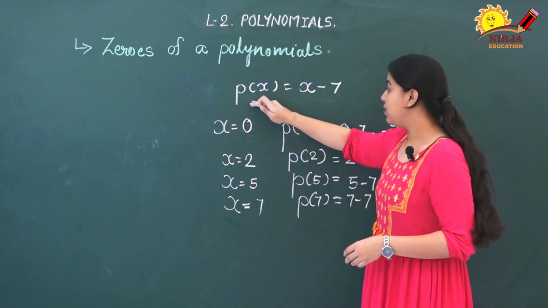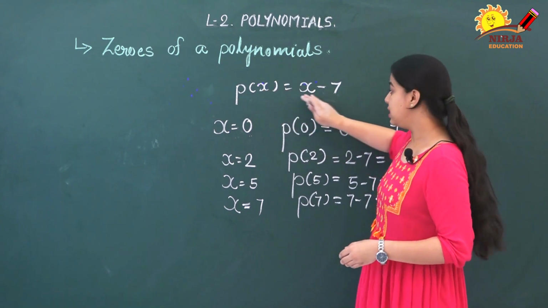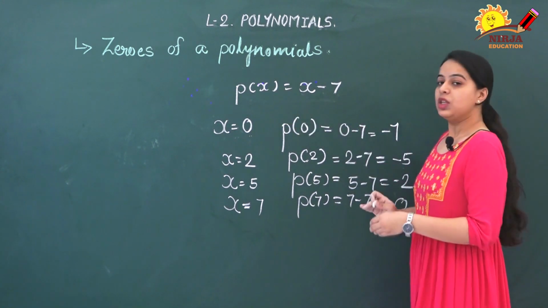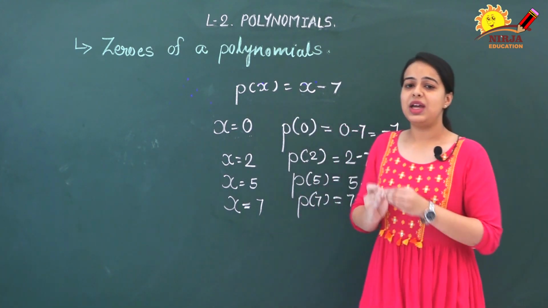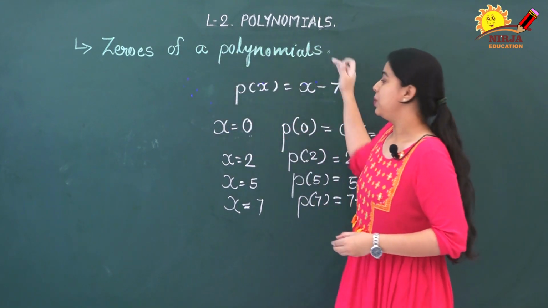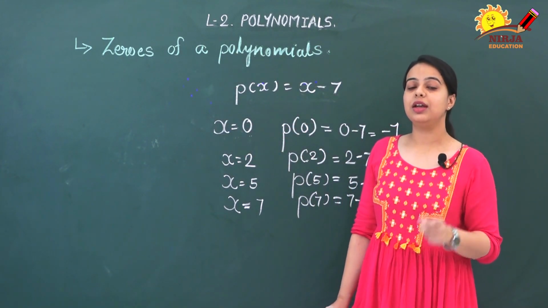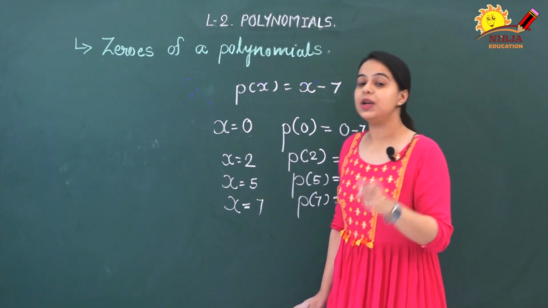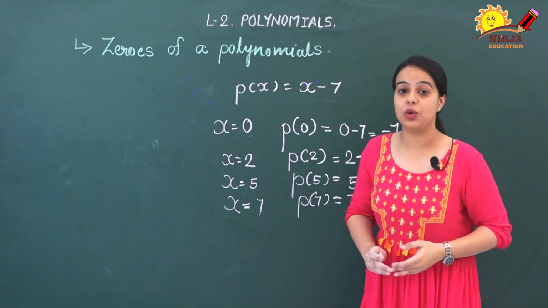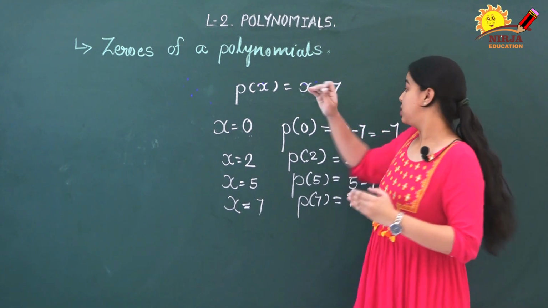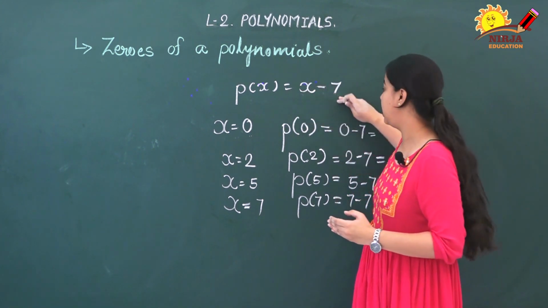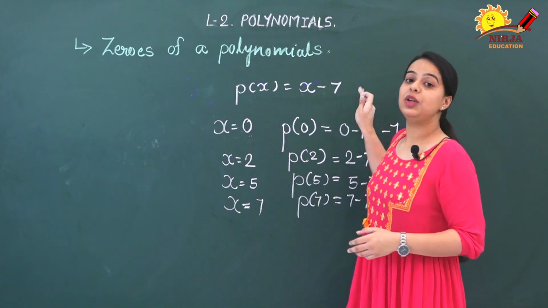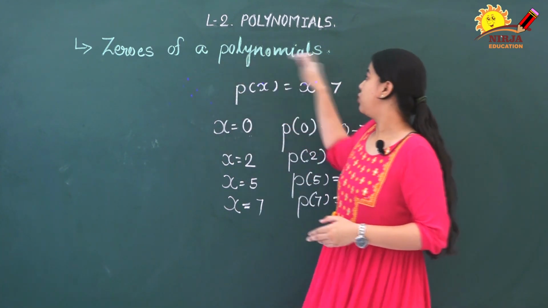Why? Because whenever I put this value in this equation, we are getting our p of x as 0. So my dear students, this is very easy. Zeros of polynomial: suppose I take any real number as k, and k is said to be a zero of the polynomial if p of k is equal to 0. That means if I put such a value of x in the polynomial, for which I get the answer of this polynomial, p of x, as 0, then that value we can consider as a zero of a polynomial.